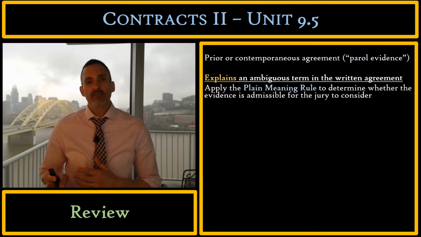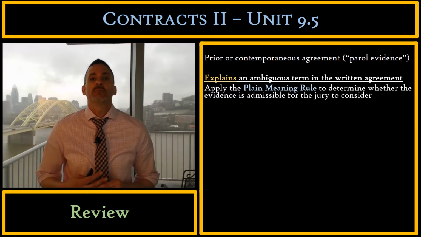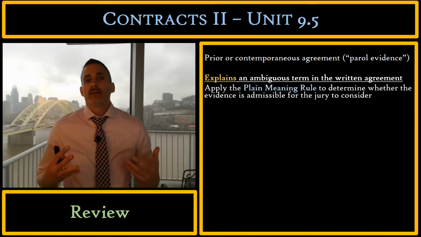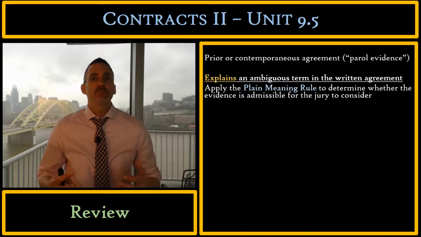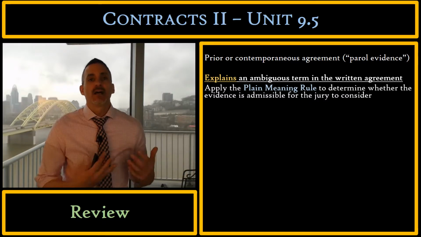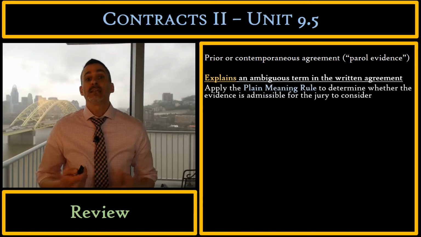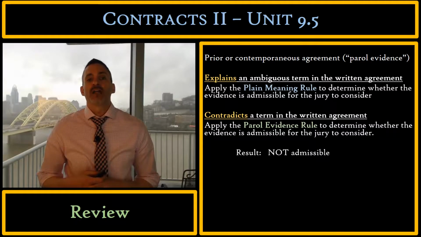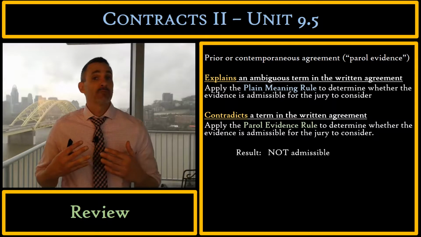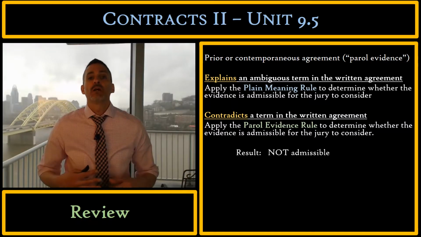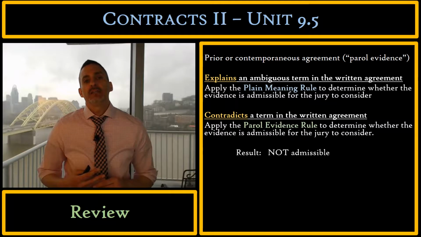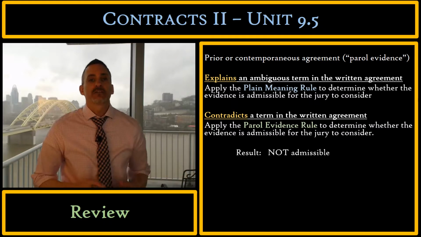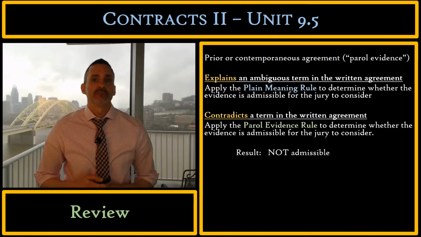We said that if the parole evidence explains an ambiguous term in the written contract, then we would apply the plain meaning rule, and the evidence would be admissible depending on whether the written contract was actually ambiguous and needed an explanation. If, on the other hand, the parole evidence contradicts the written agreement, we'll apply the parole evidence rule, and the parole evidence rule will exclude it. In other words, the jury will not see the parole evidence that contradicts the express terms of the written agreement.